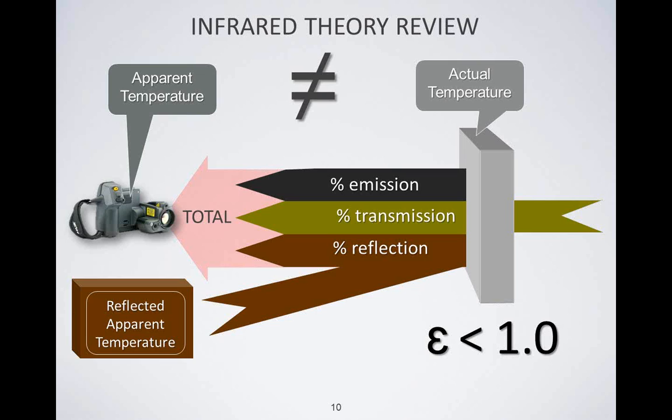The IR camera sees the total radiation from the target of interest. It cannot differentiate between the various sources of radiation on its own. It is the camera user who must tell the instrument what makes up the total radiation so the instrument can calculate and report an apparent temperature close to the actual temperature.